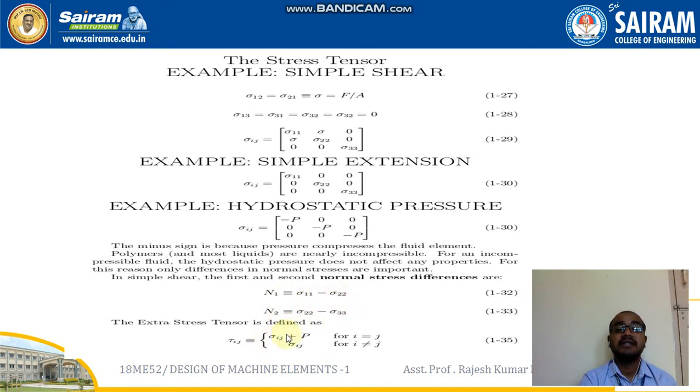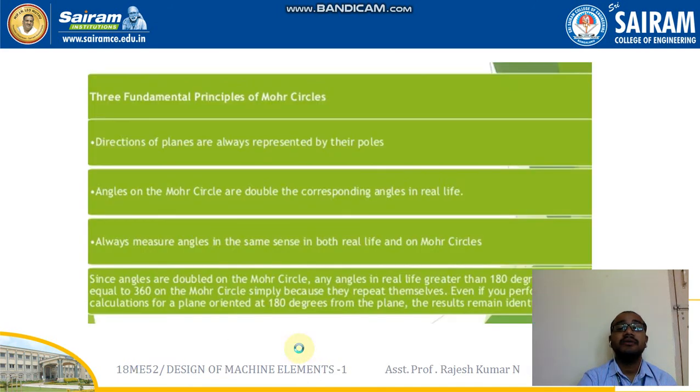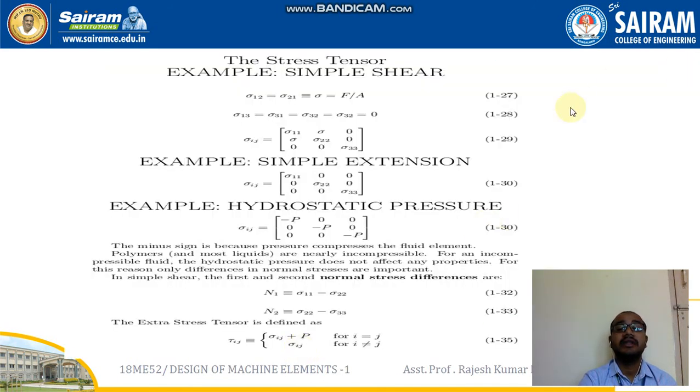The extra stress tensor is defined here as tau ij is equal to sigma ij plus p for i equal to j. When i is not equal to j, it is only sigma ij. So this completes the stress tensor with the examples.